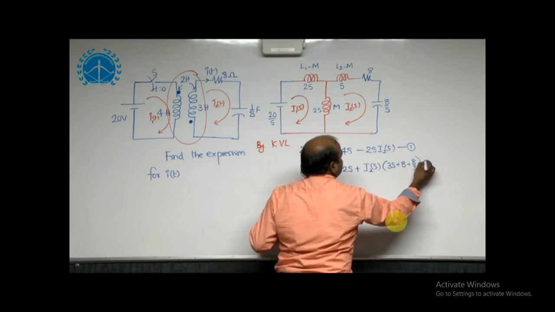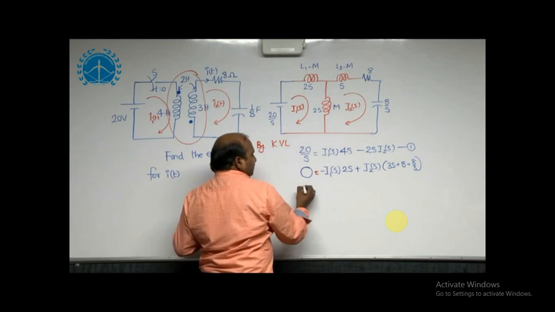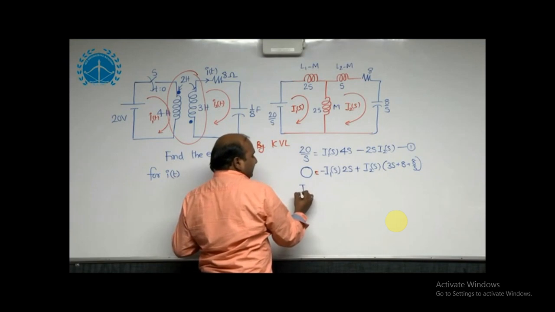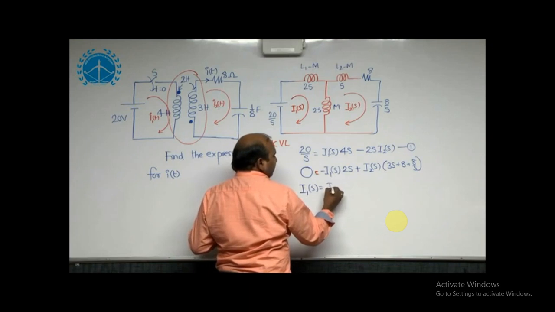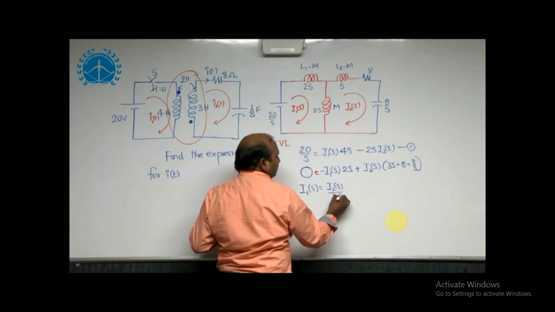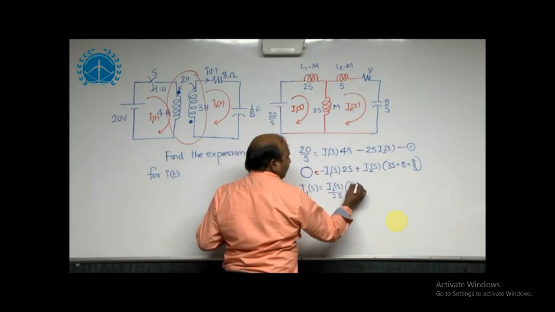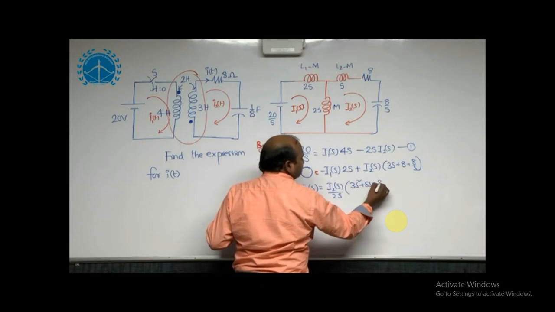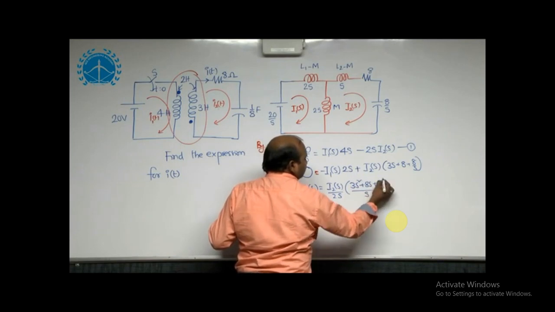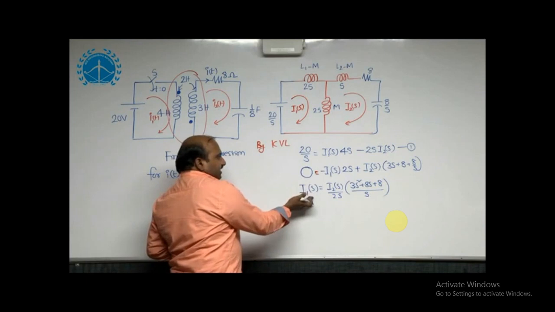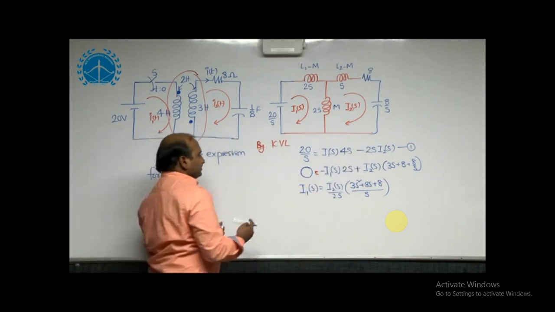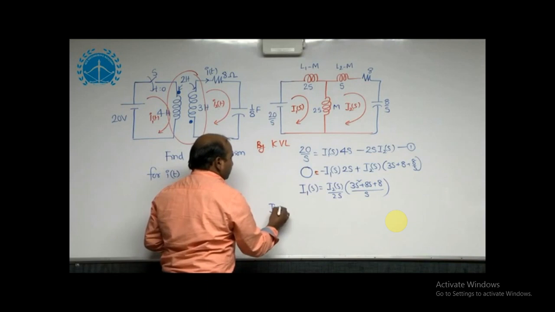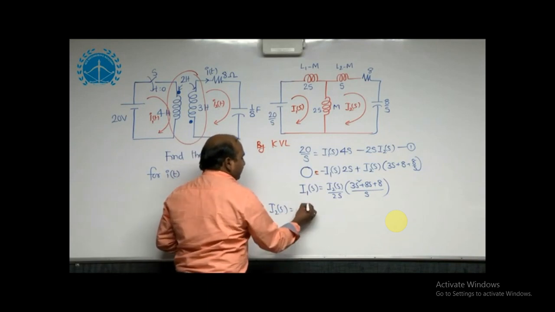This is equation number 2. From this equation, I can define, because I need I2 of S and I1 of S, I can take it according to that: I1 of S is 2S into this, giving 3S square plus 8S plus 8 by S. If you take I1 of S in this first equation, I will get I2 of S value is equal to 5 by S plus 2 whole square.